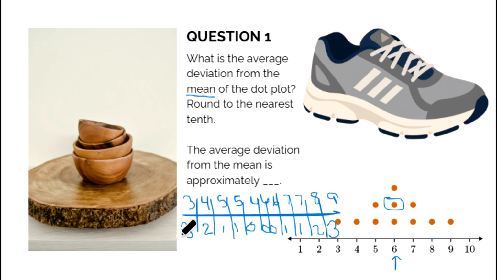So we take all of these deviations, grab our calculator, and add them together. 3 plus 2 plus 1 plus 1, skip the zeros, plus 1 plus 1 plus 2 plus 3 gives us 14. And there's 11 of these numbers, 11 dots altogether. So 14 divided by 11 gives us 1.27, and then it repeats. So the average deviation from the mean is approximately, rounded to the nearest tenth, 1.3.